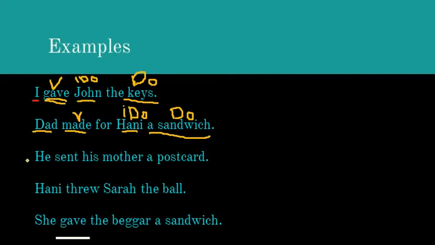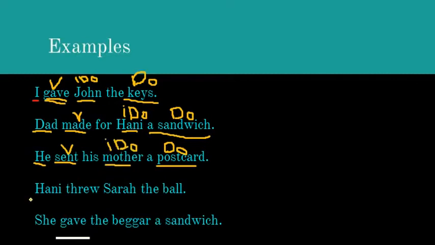Next example, he sent his mother a postcard. In this sentence, pronoun he is subject. Now, sent is action verb. So step 2, sent what? A postcard. So postcard is direct object. Now, who receives postcard? His mother. So his mother is indirect object.